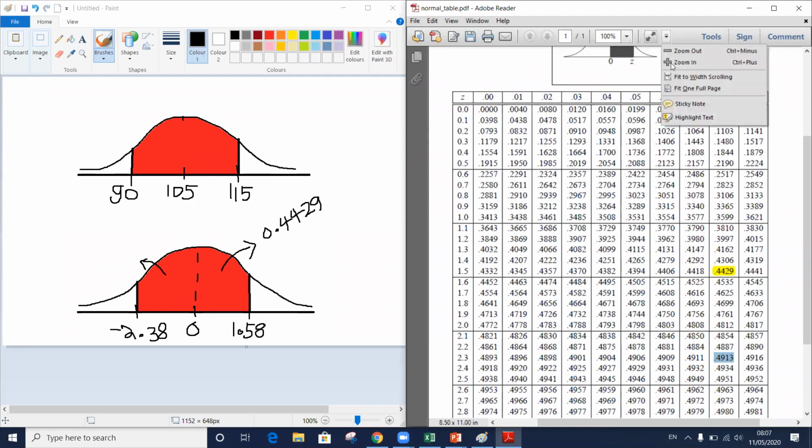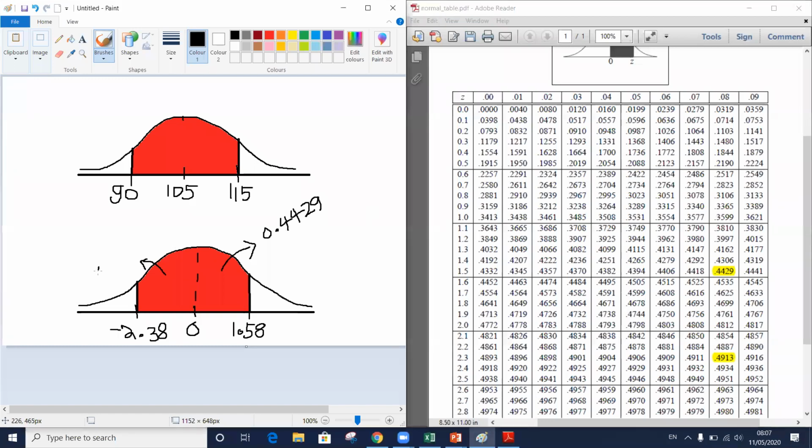right? So the relevant probability value there is 0.4913.